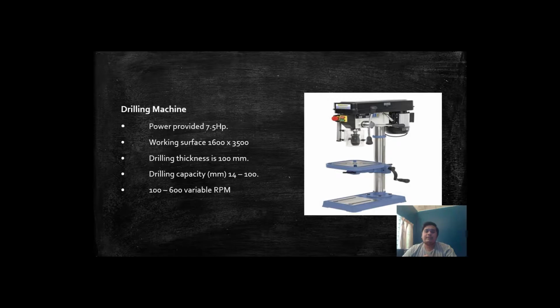Drilling machine. Power provided is 7.5 horsepower. Working surface is 1100 by 3500. Drilling thickness is 1000 mm. Drilling capacity is 14 to 100 mm. 100 to 600 variable rpm.